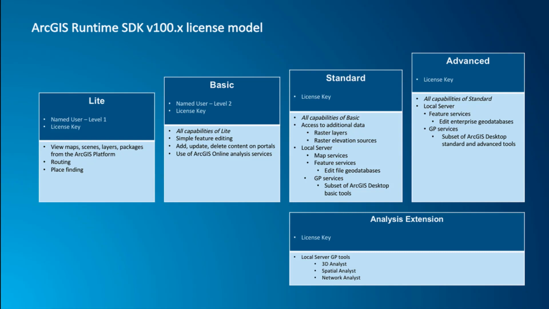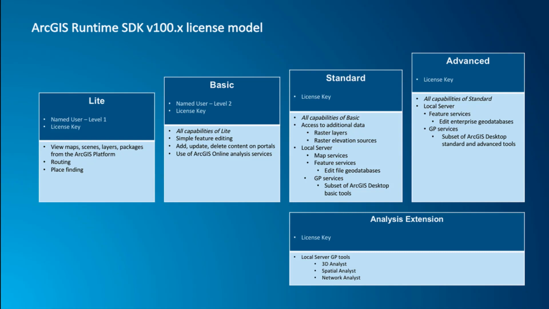There's a little bit on licensing. The licensing model with version 100 has changed. In 10.2x, we separated online workflows and offline workflows, and we made the licensing so that you had to purchase a license for the offline workflows. We've actually changed that now for version 100. We've separated the capabilities, whether they're online or offline.